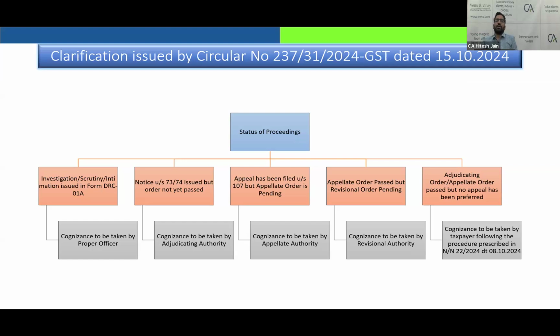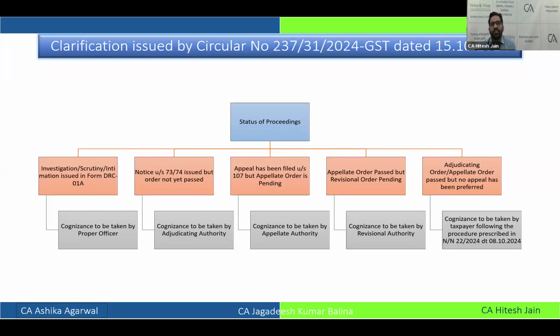Coming to the clarification. Once the procedure got prescribed by the CBIC, many doubts were raised by the trade parlance pertaining to various scenarios existing as on date. This is because the procedure which was prescribed was only for cases where an adjudication order or the appellate order has been passed, but no further appeal has been preferred at a higher level. So the CBIC came up with a clarification on 15th October, whereby they clarified the scenarios in a diligent way. They classified the status of the proceedings.